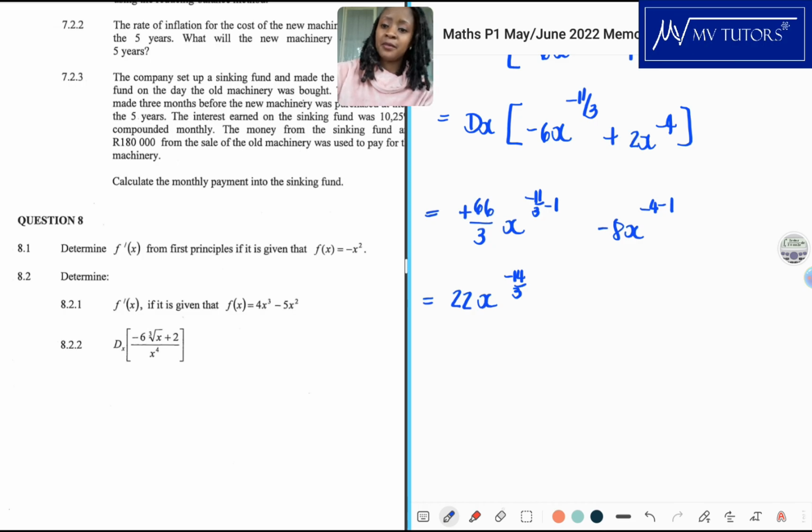That's a power, I hope. That's an exponent. So it's minus 14 over 3. And then I have here minus 8x, minus 4 minus 1, that is minus 5. And that should be the final answer. And we are done with question 8.